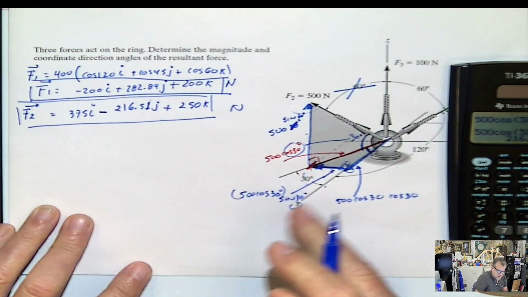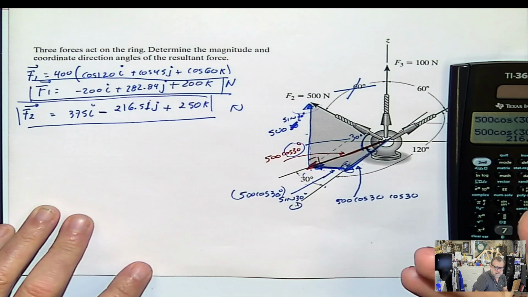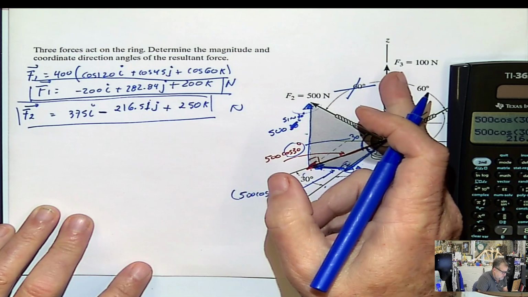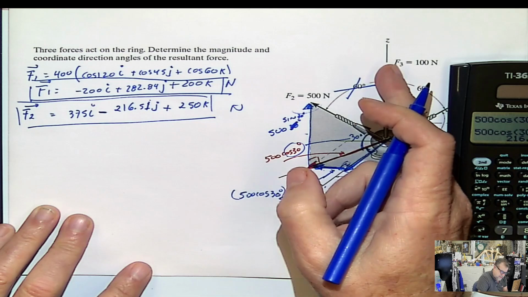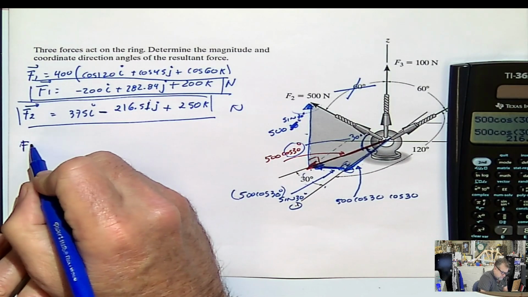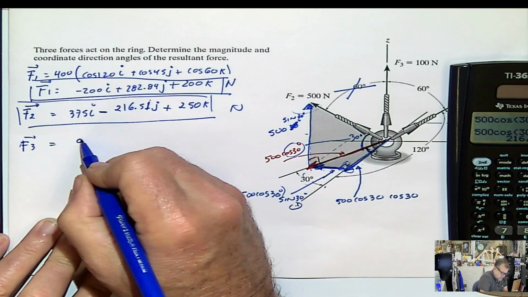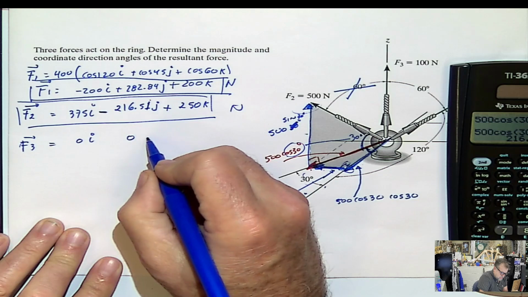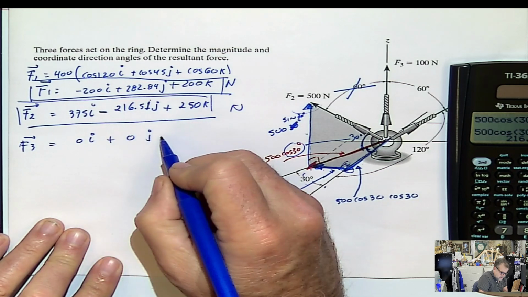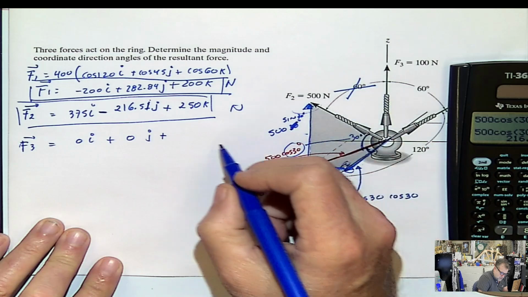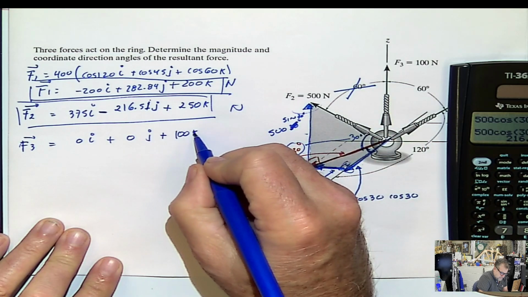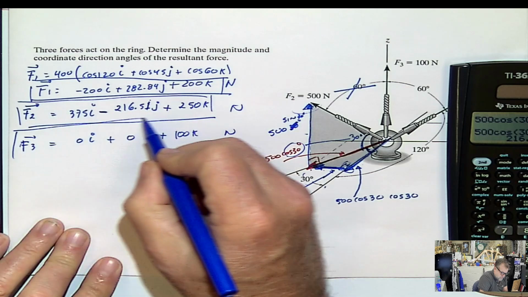newtons. Force 3, the easiest one, because it goes only in one direction, which is K. So for force 3, I will put here 0 I, 0 J, and 100 K in Newton. And this is the force 3.